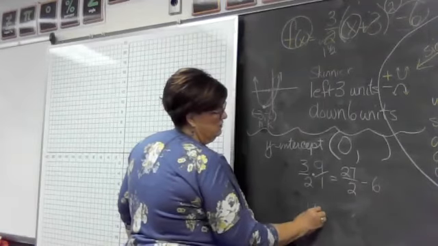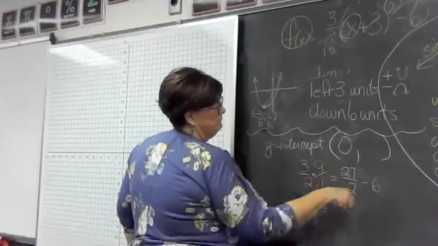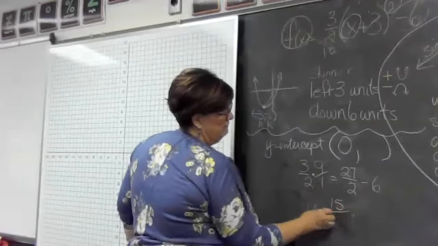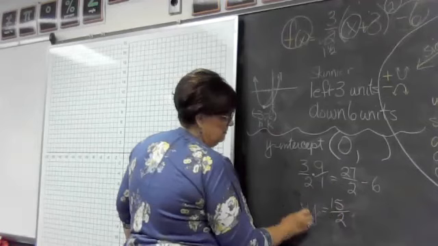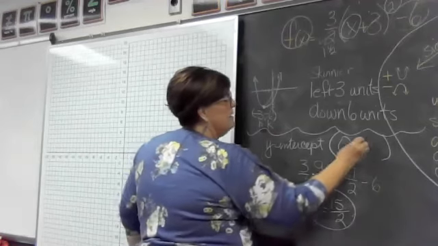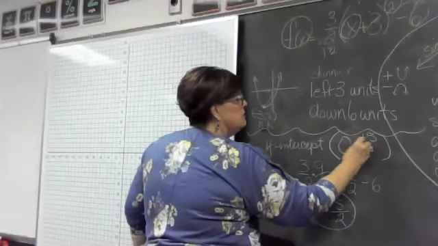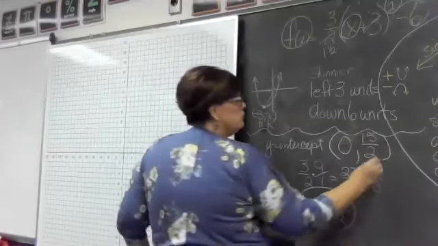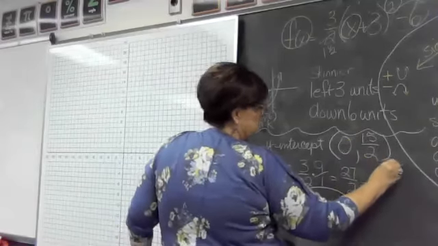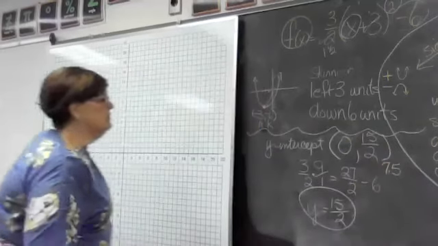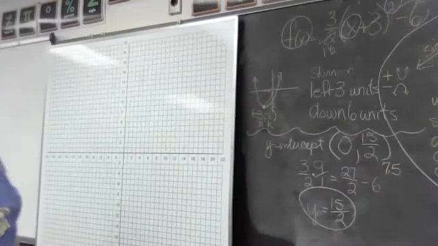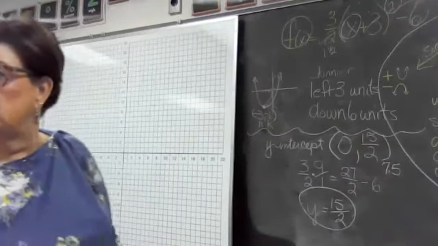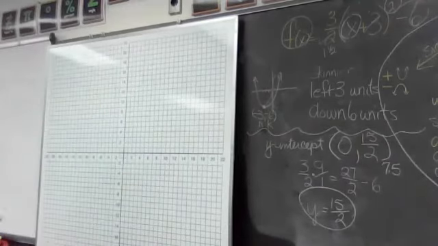So y is going to equal 15 over 2. Okay, so the y-intercept is going to be on the y-axis at 15 over 2. Now, if you change it in your calculator, it's going to be 7.5. Is that correct? Okay, that's the y-intercept.